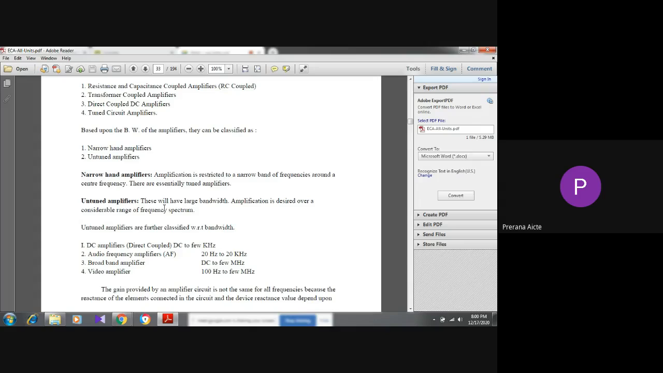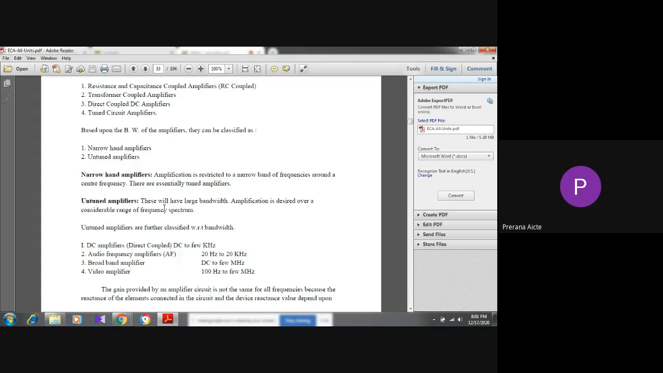And what is the other type? Untuned amplifiers, or broadband amplifiers, or wideband amplifiers. These have large bandwidth. By using these untuned amplifiers, we get more bandwidth, and amplification is designed over a considerable range of the frequency spectrum. Now, untuned amplifiers are further classified with respect to bandwidth, so there is a subcategory under untuned amplifiers also.